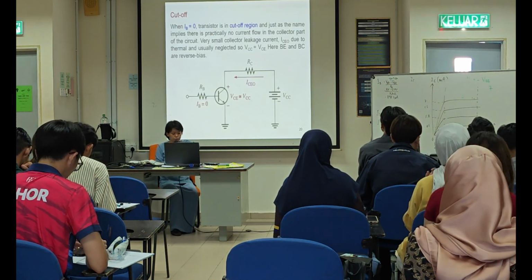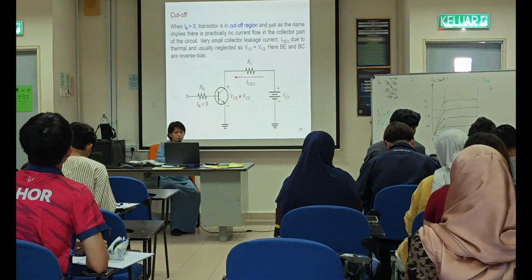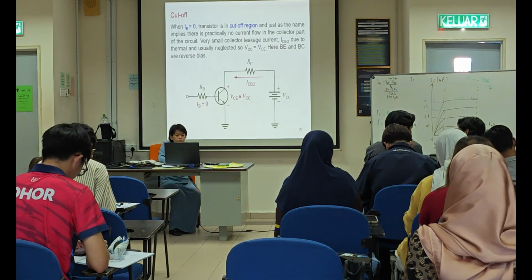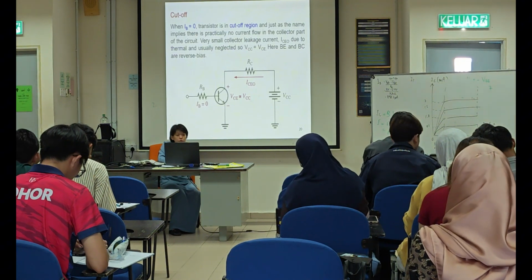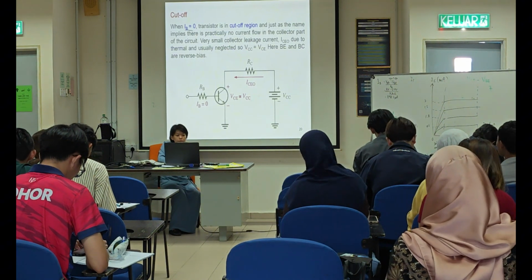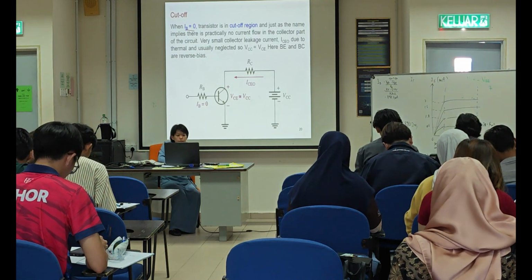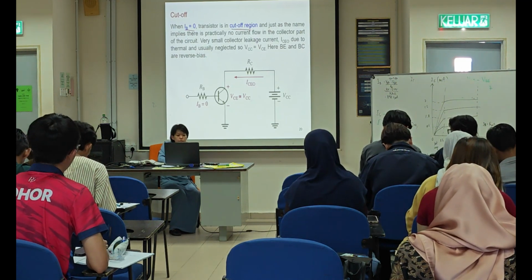Okay, now we go to cut off. So, what is cut off? Cut off happens when your IB equals 0, your base current is 0. Your transistor is in the cut off region.